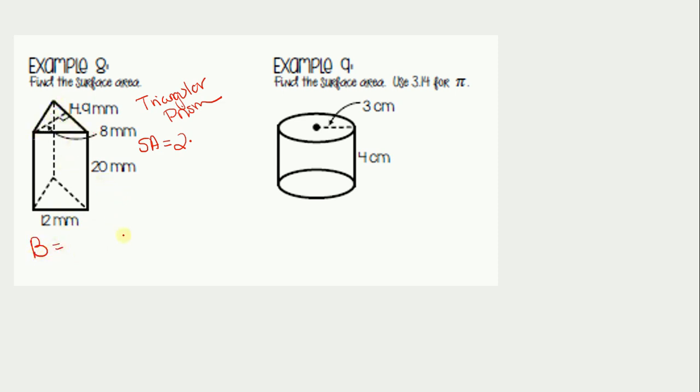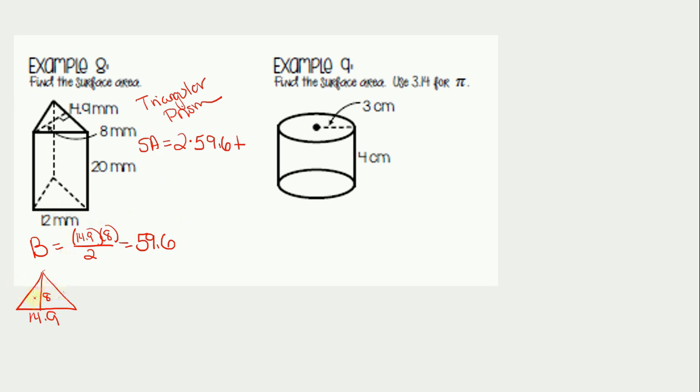Well, that's this triangle here, right? I'm going to do a little drawing down here. Looks like the base is 14.9. Height is 8. So base times height divided by 2. That would be my area of my triangle. So I'll go 14.9 times 8 divided by 2, which gives me 59.6. My calculator gave me that. So I'm going to put 2 times my base, which is 59.6, plus the perimeter of my base.